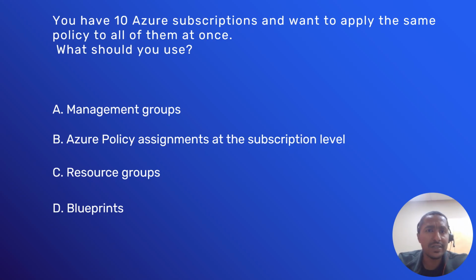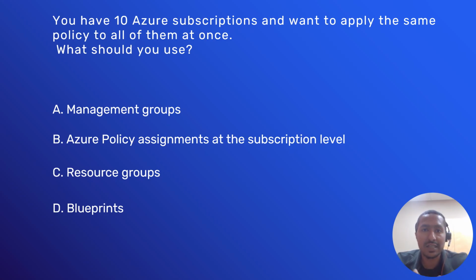Option D, blueprints. Blueprints can include policies, RBAC roles, and templates, but they are mostly used for initial environment setup, not ongoing policy enforcement across many subscriptions. Also, you still need to assign blueprints individually per subscription. So this doesn't solve the at-once part of the question.